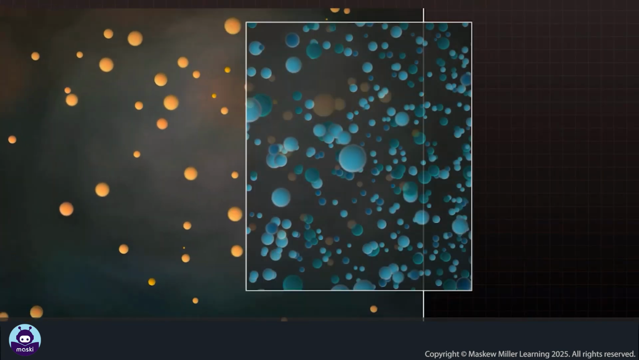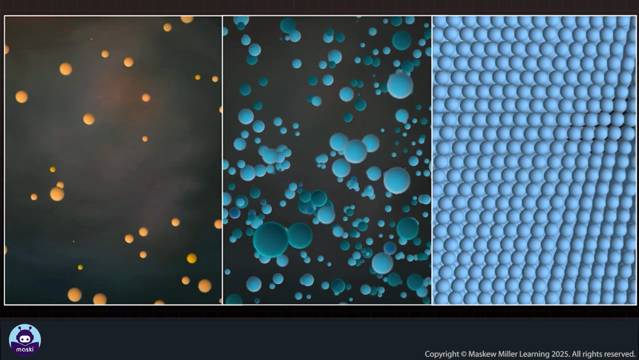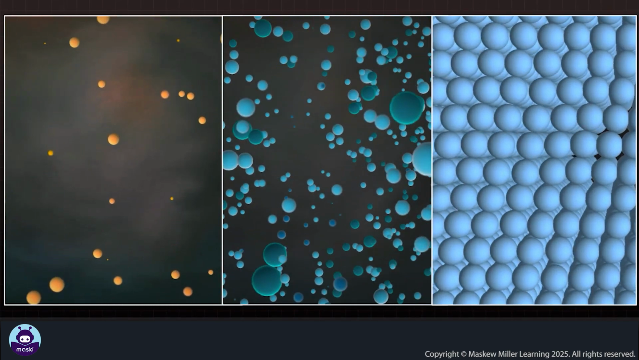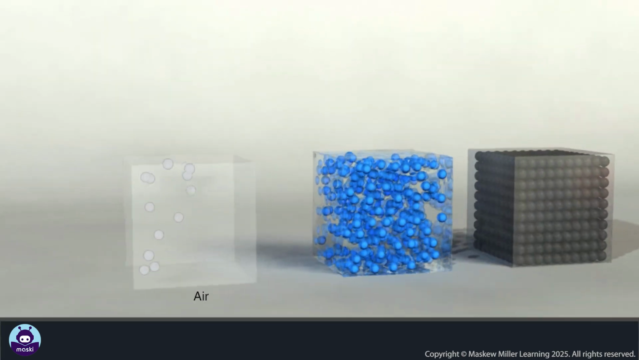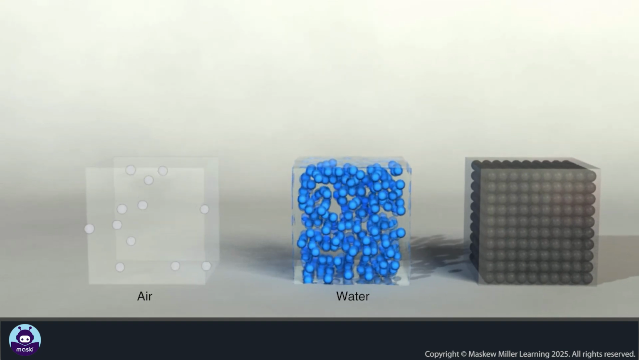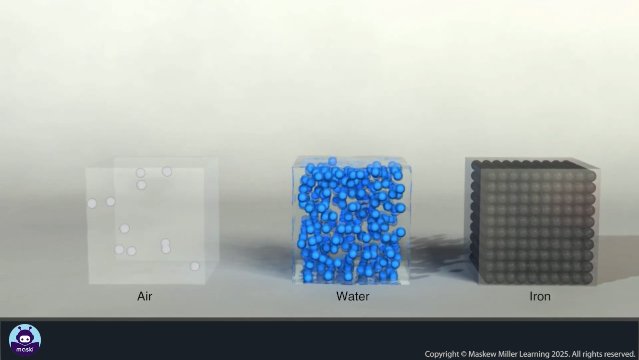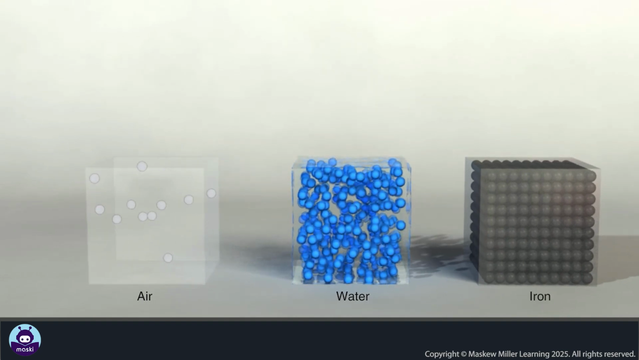In general, gases are less dense than liquids, and liquids are less dense than solids. For example, air has a low density. Water has a higher density than air. Iron has a much higher density than water. However, there are many exceptions.